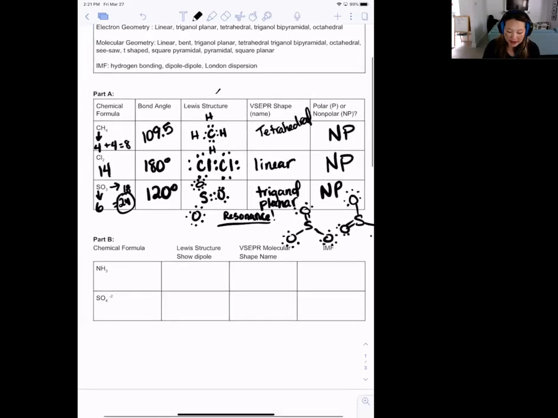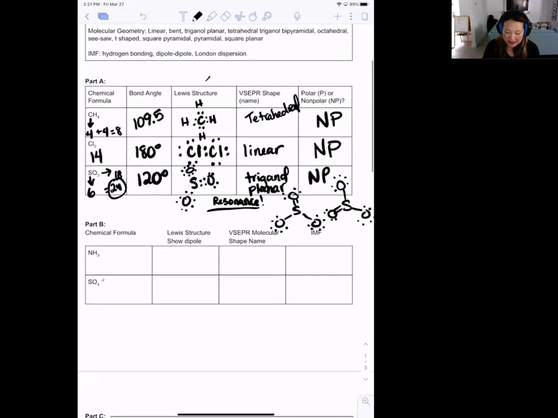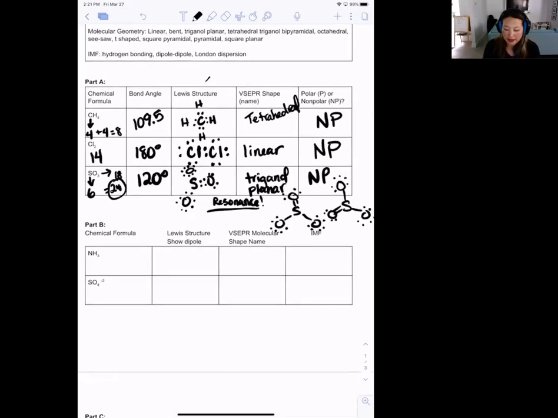Okay, so now this part B, we have to identify the Lewis structure, and then we have to identify the VSEPR molecular shape. Molecular shape means it changes from the electron geometry, because if there's a lone pair, it's a different shape. And then we have to identify the intermolecular force. NH3 is known as ammonia. Nitrogen has 5 valence electrons because it's in the 5th column. Hydrogen has 1, and there's 3 of them, so there's going to be 8 electrons.